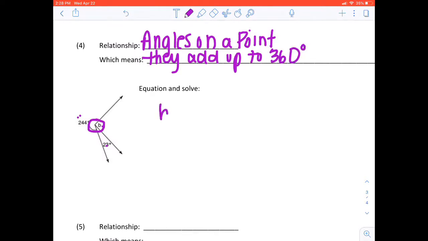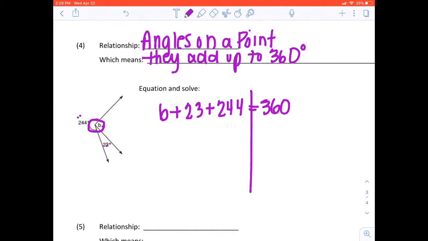So we're going to take those three angles. I have B, I have 23, and I have 244. I'm going to add them up to 360. Now, before I start solving, I'm going to take these two numbers and add them together. So 23 plus 244 is 267.